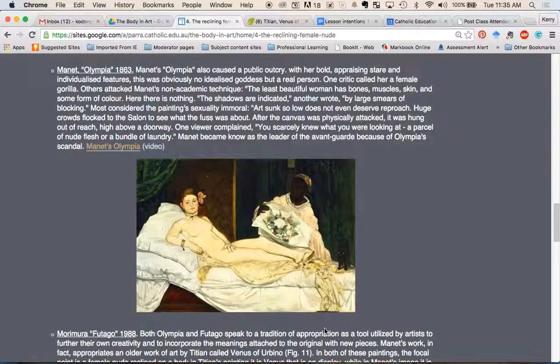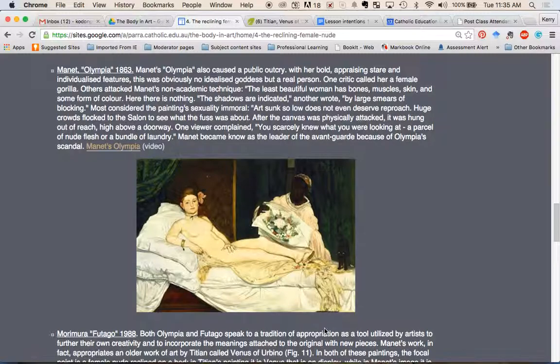Okay, but he's called an Olympia. He's making her seem like she's a goddess. Again, he's playing with this idea of she's a goddess. Her gaze is challenging the audience. Yeah, the gaze is quite different.